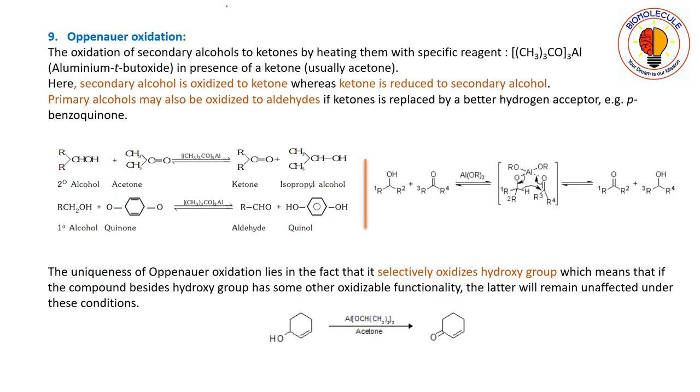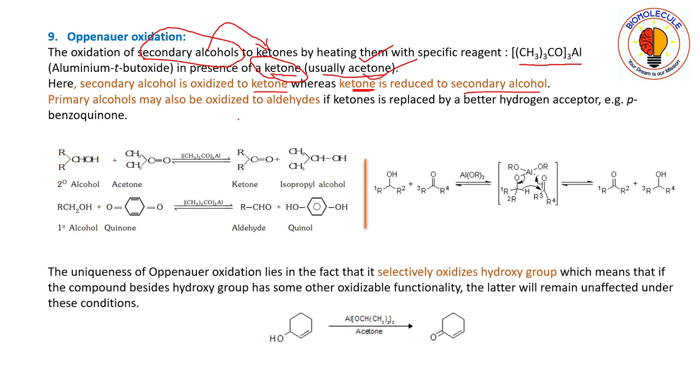Now the Oppenauer oxidation. It is the oxidation of secondary alcohols to ketones by heating them with a specific reagent, here aluminium tert-butoxide, in the presence of another ketone, usually acetone. Here the secondary alcohol is oxidized to a ketone, whereas the ketone, that is the acetone, is reduced to a secondary alcohol.